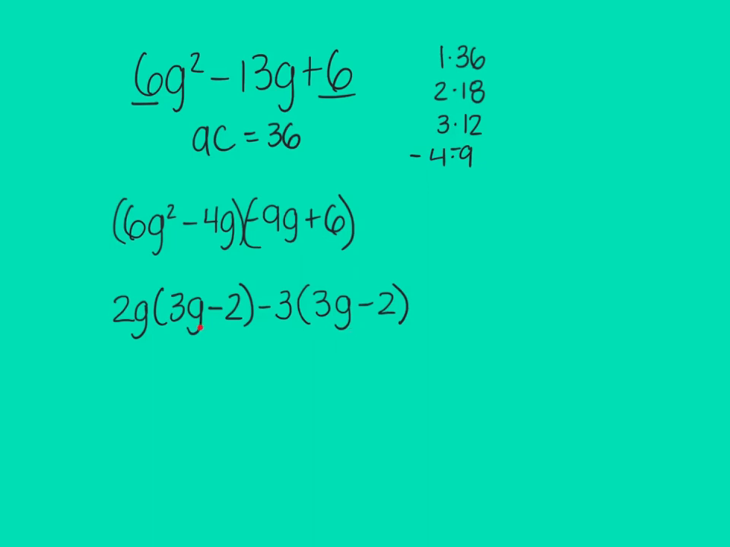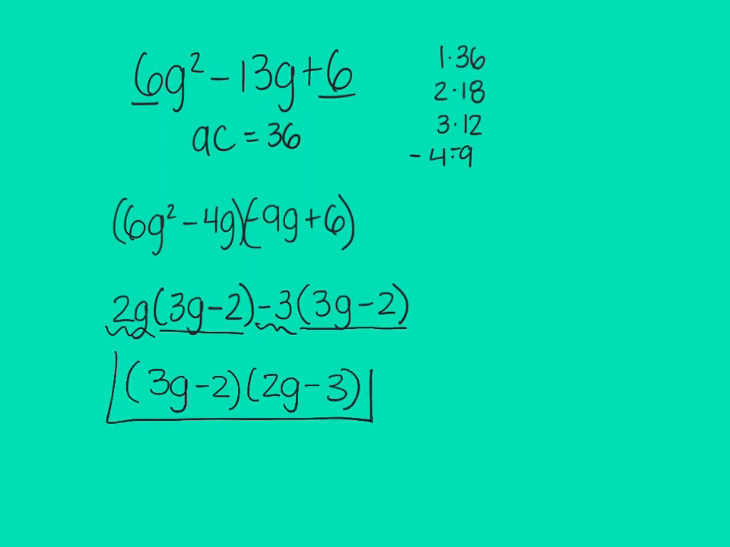If we had the opposites, then we would need to change the sign to make these parentheses be exactly the same. But at any rate, these two parentheses are the exact same, so I can factor out the 3g minus 2. Then we're left with 2g minus 3. So there is our final factored answer for this problem.